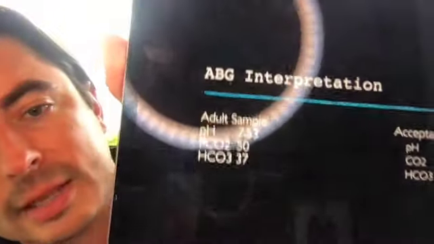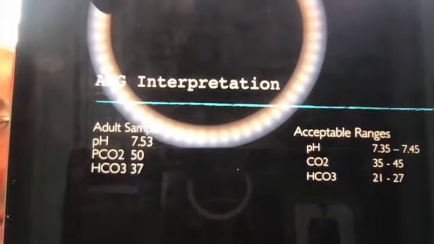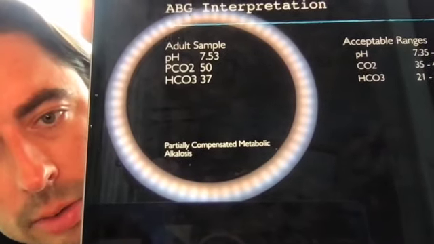Then I go back to the pH. Is my pH within that acceptable range? It's not within that 7.35 to 7.45. It's 7.53. So no, it's not compensated. And then I'll look at all three values. Are all three values abnormal? pH of 7.53, CO2 of 50, and a bicarb of 37. Yes, all three of those are abnormal. So in this particular blood gas, I have a partially compensated metabolic alkalosis.